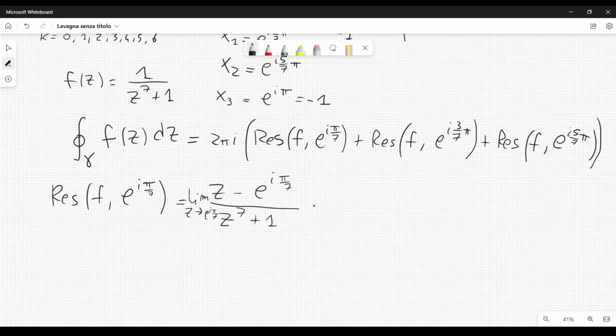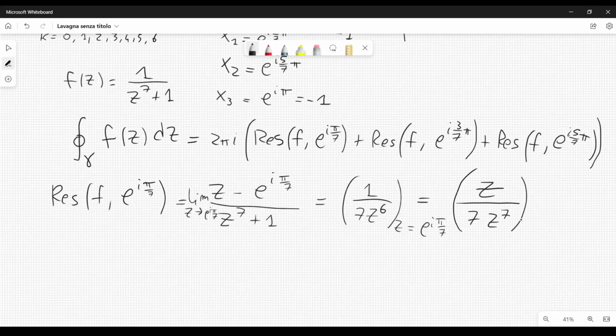We can use L'Hopital, right? So we can take the derivative of the numerator and the denominator. So we have 1 over 7 times z to the power 6. And then we have to evaluate this at z equal to e to the i pi over 7. We can also rewrite this in a more convenient form, like this. We can rewrite it as z over 7 times z to the power 7. I've simply multiplied the numerator and the denominator by z, and we still have to evaluate this at z equal to e to the i pi over 7.